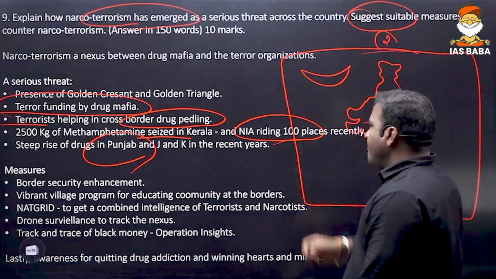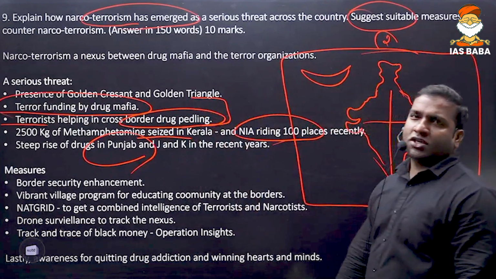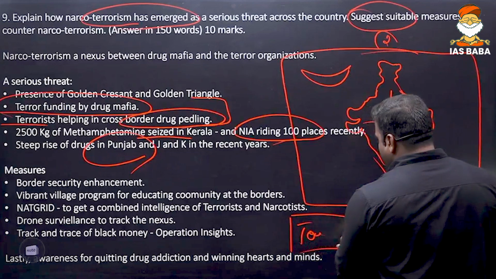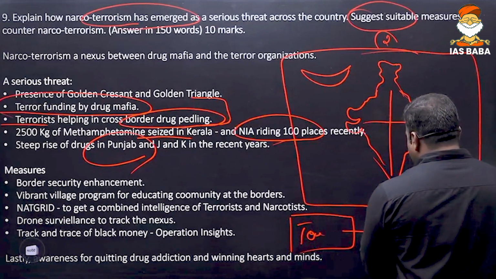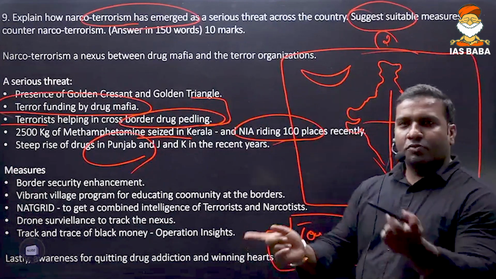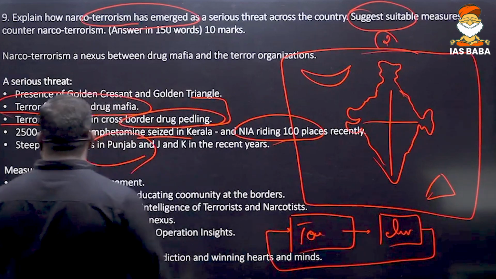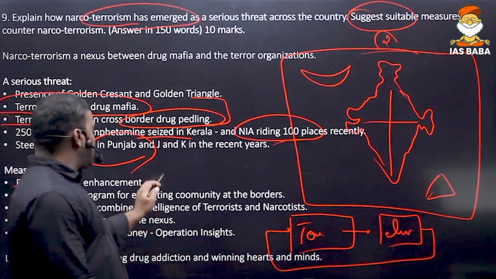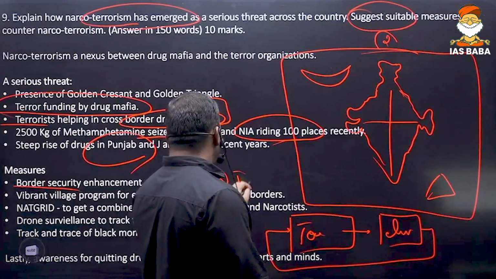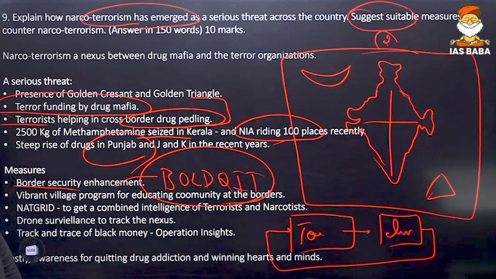You can also represent the nexus part by using a flow chart. So how terrorists can give human resource for drug peddling, and how drug peddling can give financial resource to terrorism. Human resource, financial resource, so they can be exchanged. Then measures, border security enhancement, friends. Measures like BOLD-QIT. So there is one scheme, BOLD-QIT, for enhancing security infrastructure at the borders, that you can mention here.